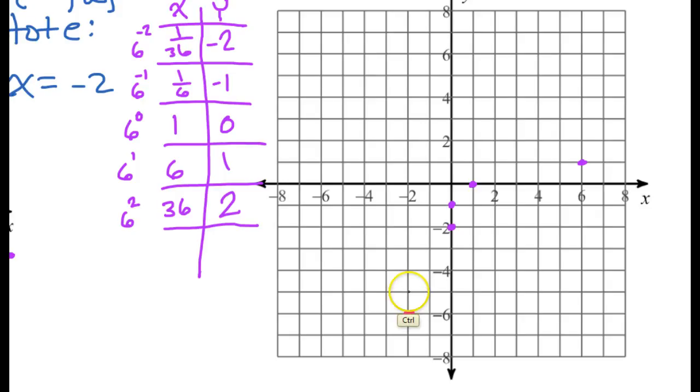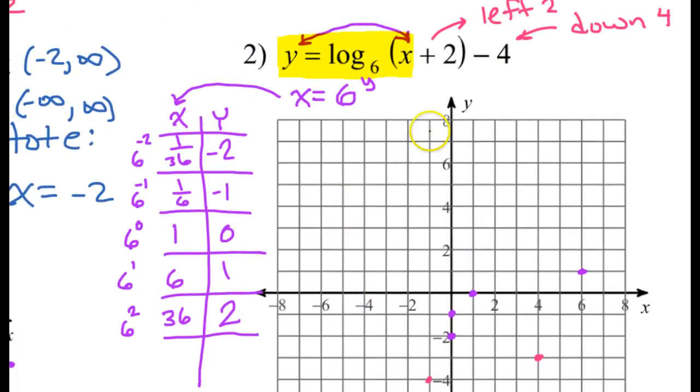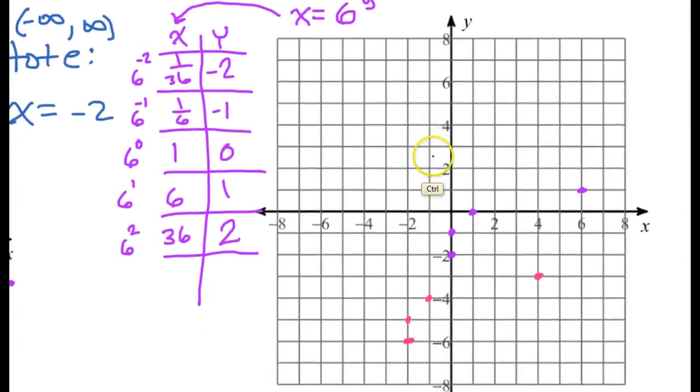It's going to be like here. And the next one will be here. And the next one will be here. Okay, so left 2, down 4. So these 4 points will be here now. Pay special attention to what's happening to the vertical asymptote. Because of the left 2, the vertical asymptote shifted to the left 2. So make a dotted line to show the new vertical asymptote. There's my new vertical asymptote.